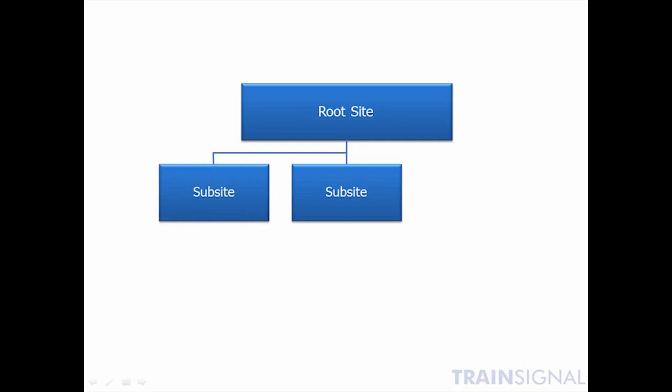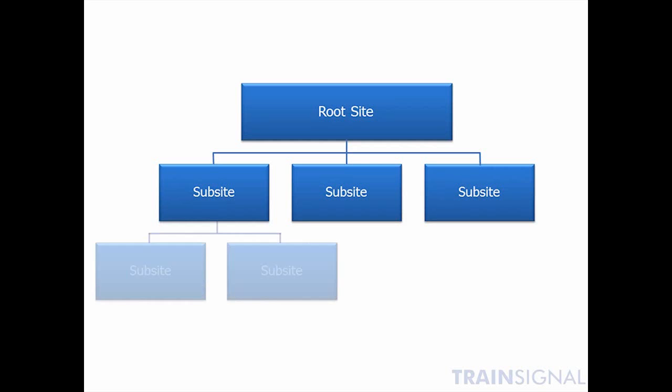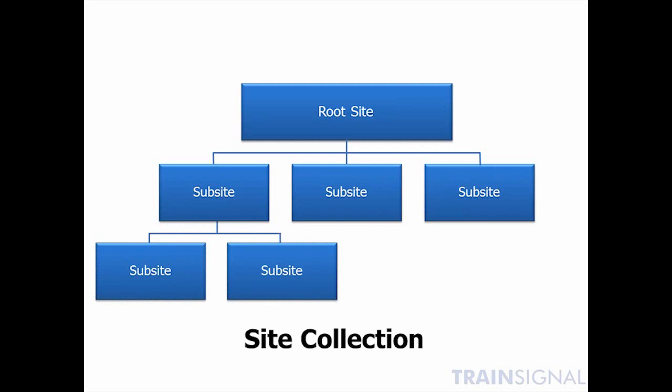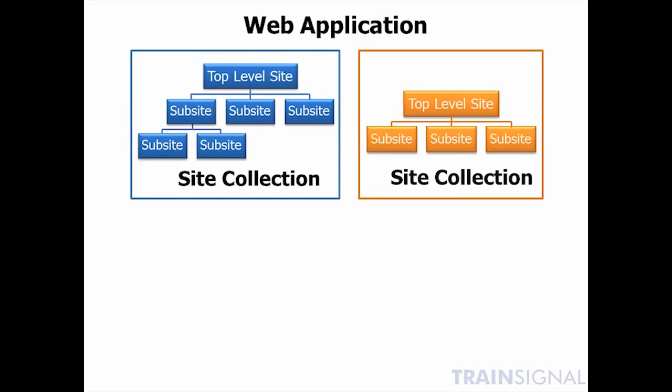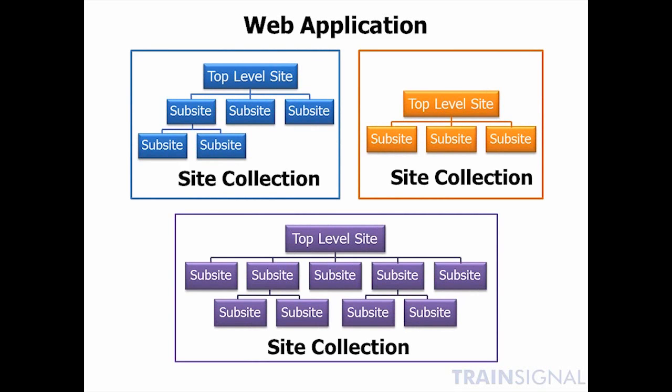And we can have as many sub-sites off of our top-level site as we need. And you might have already guessed, each sub-site can also have sub-sites. So as you can see, we are creating a pyramid of sites in our SharePoint environment. And all of these sites together create what's called a site collection. Now, with each SharePoint web application, we can have multiple site collections, and they can be as big or as small as they need to be.